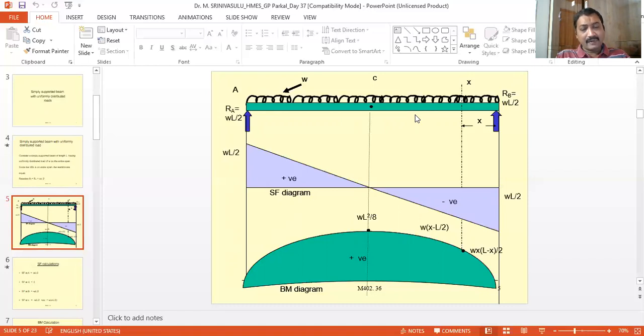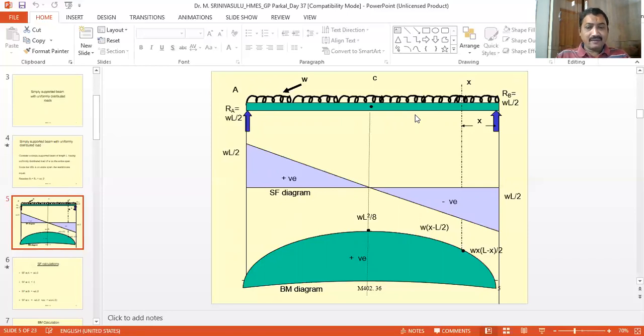If it is non-symmetrical, then we have to calculate them. But in this case, we can simply find them by seeing the loading diagram, and R_A and R_B are equal to wL by 2. After finding the support reactions, the next step is to draw the shear force diagram and also the bending moment diagram. Generally, for a simply supported beam, the SF diagram will have both positive and negative values, whereas the bending moment will have only positive values.